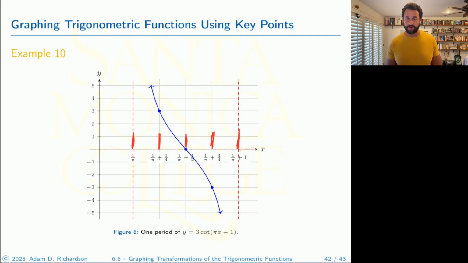And then remember, cotangent comes down like this. So it's the same deal. Start at the center there. This is going to be up here. This is going to be down here. And then you connect them with a line like so.